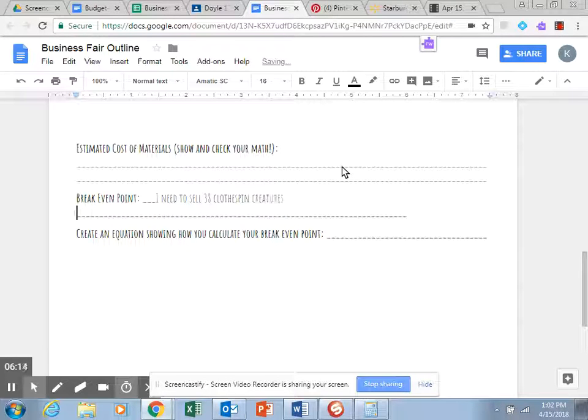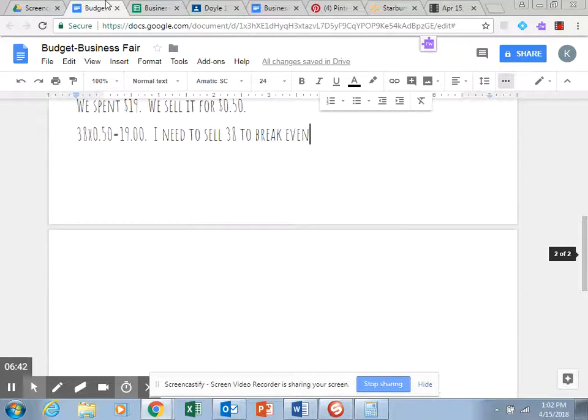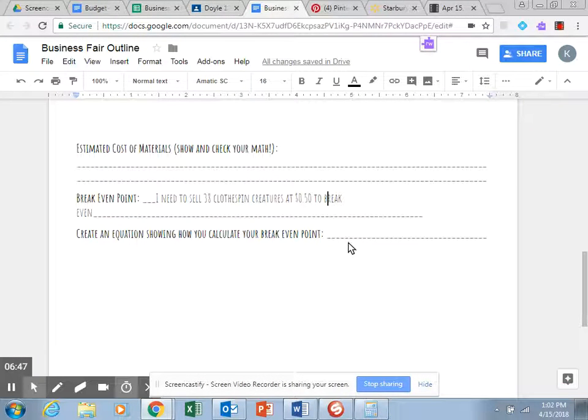clothespin creatures at, do you see how I'm also writing this in a complete sentence? You need to make sure you write in a complete sentence. This is what you do in the real business world. So I need to sell 38 clothespins at 50 cents each to break even. Ooh, I spelled that wrong. There we go. Okay, create an equation showing how you calculate your break-even point. Pretty much what we just did right there. You just come up with an equation for it. Ask me and I will help you out on that step, okay? Because it's a little bit hard to demonstrate, so we would have to talk about it.